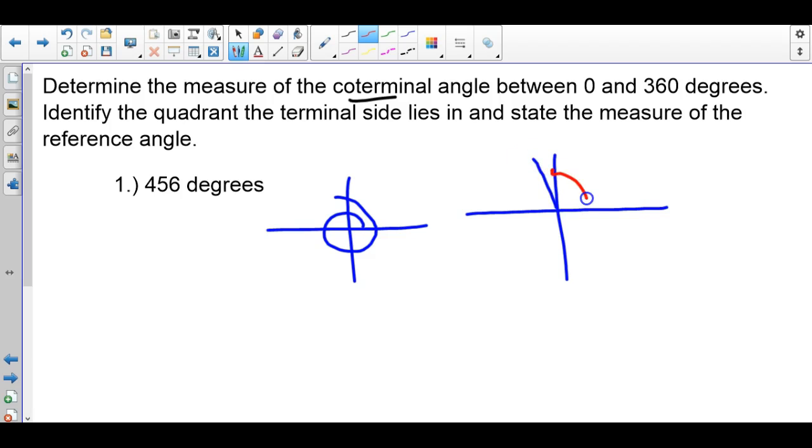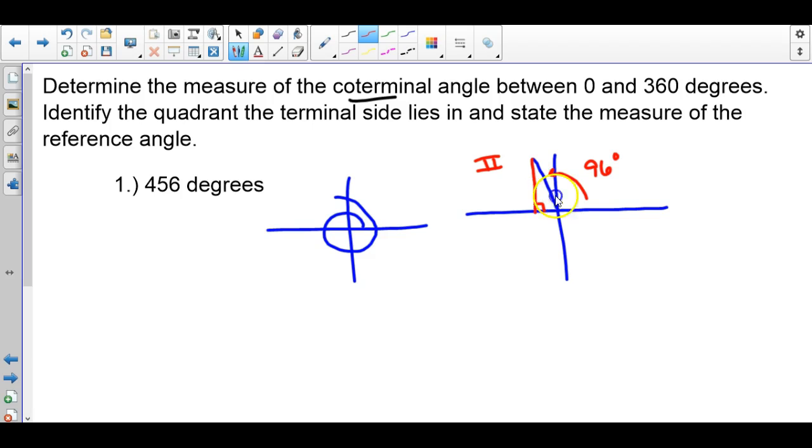So we knew that this would represent the 96 degrees that we went past 360. And in order to figure out what my reference angle is, I'm going to go straight down to the x-axis. This is in quadrant 2, by the way. And we want to figure out what this remaining angle measure would be. So what I'm going to do is just look at how much more I would need. This whole area right here is 90 degrees.